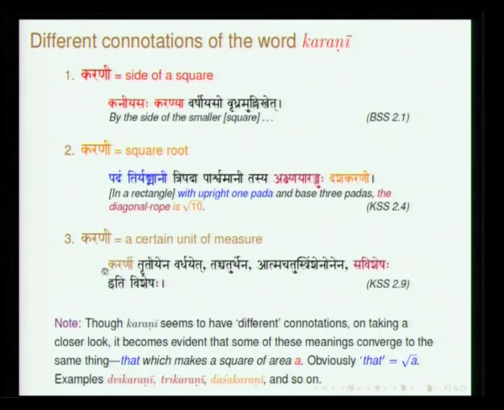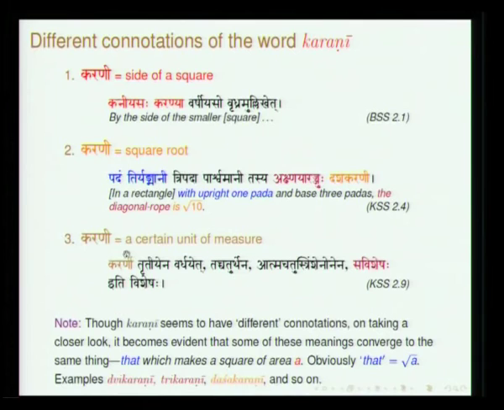Karani is also used in the sense of a certain measure. For instance, in this sutra which we will discuss once more a little later in greater detail, Karanim Tritiyena Vardhayet Tat Chaturthena Atma Chatustrimshonena. This is a sutra which presents the value of root 2. There the word Karani is used in the sense of a certain unit of measurement.